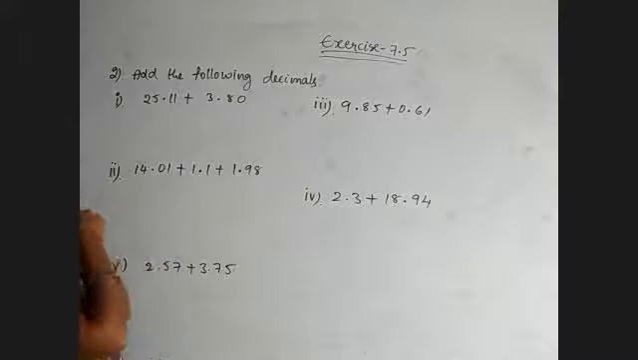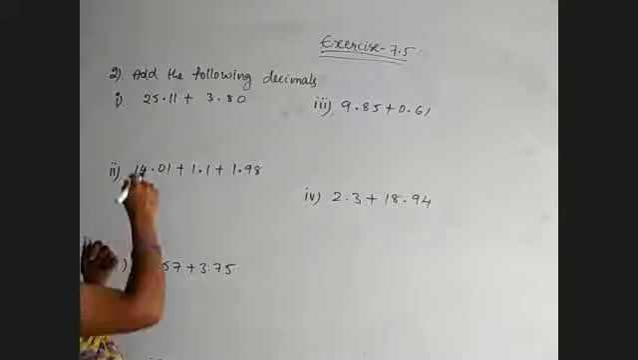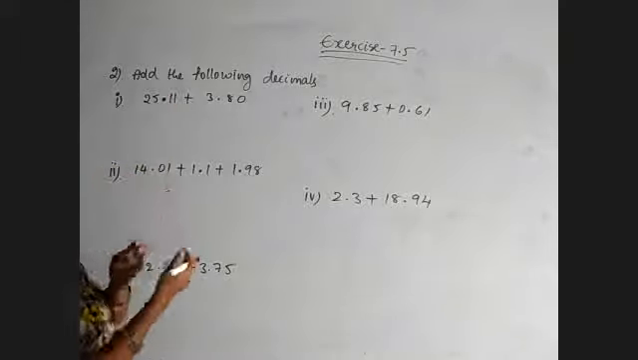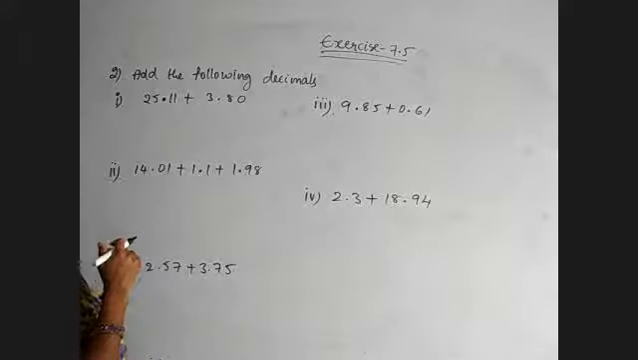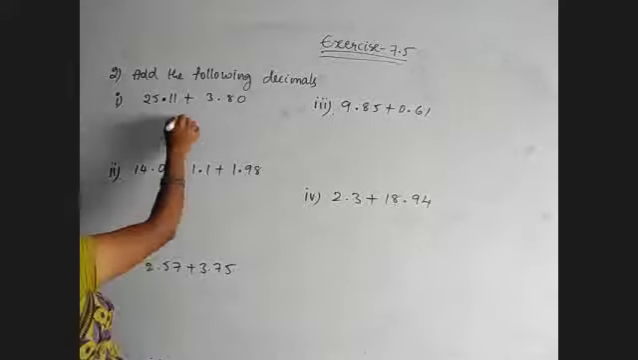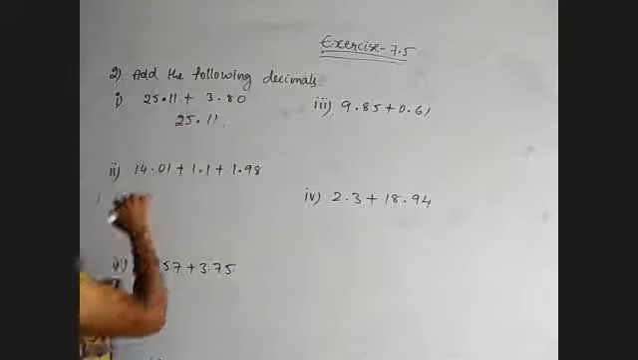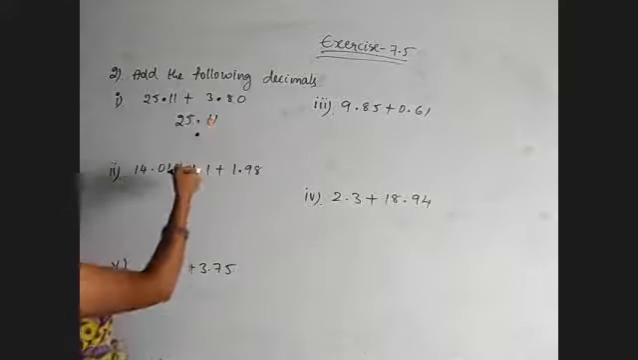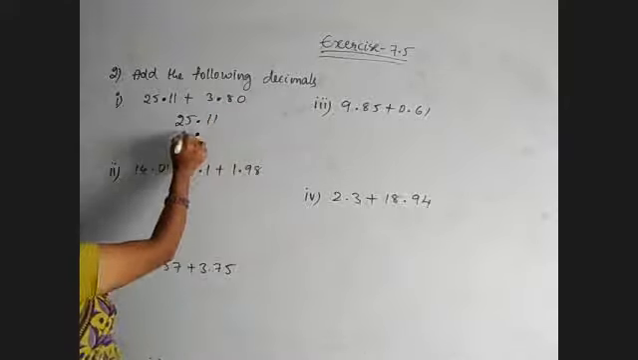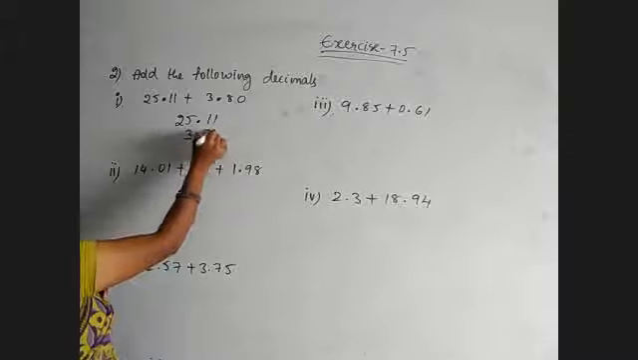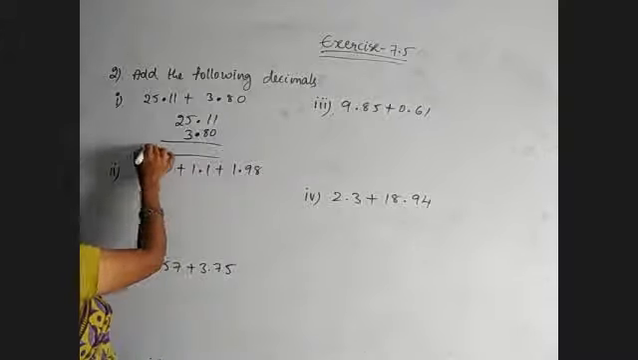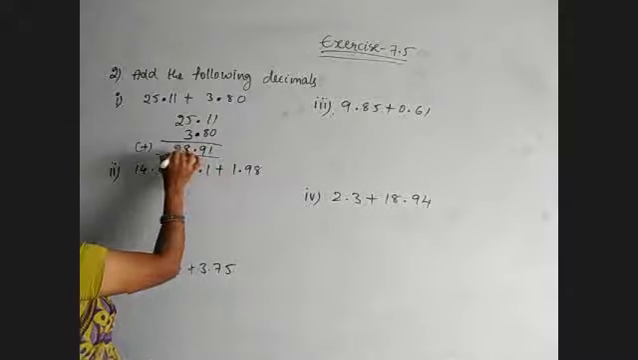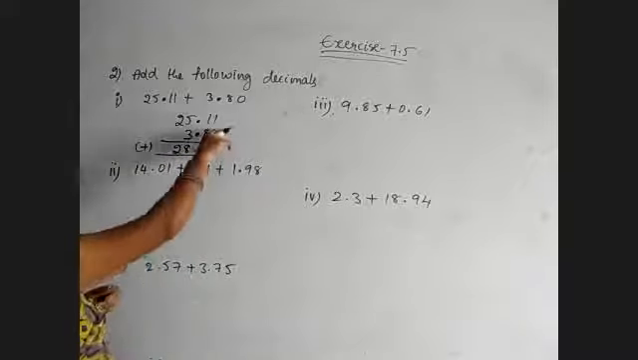Just arrange the given numbers column-wise. Like that, whatever point we got in the first number, the next number's point we must also get below the first point. So just observe 25.11. Then the point I must get here only, below the point of the first number. Before the point I have 3, and after the point I have 8 and 0. So add those two values. What will I get? 1, 9, 8, 2. 28.91 is the sum of these two numbers.